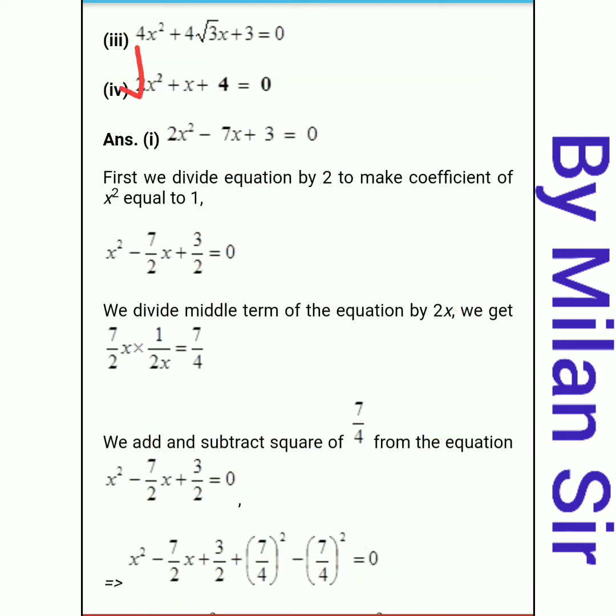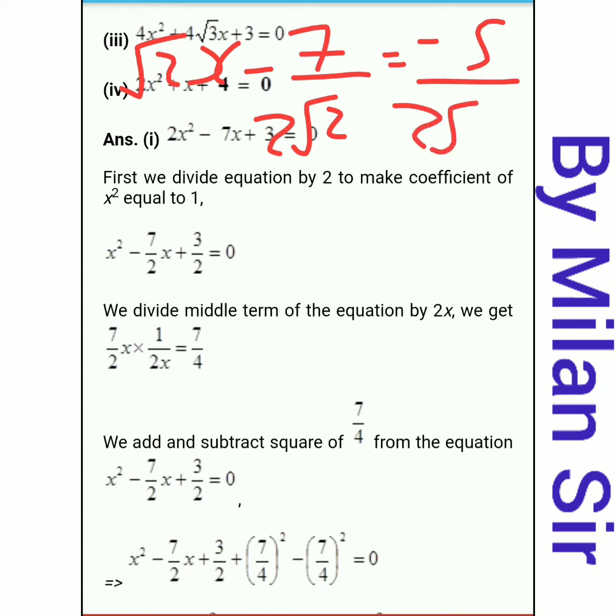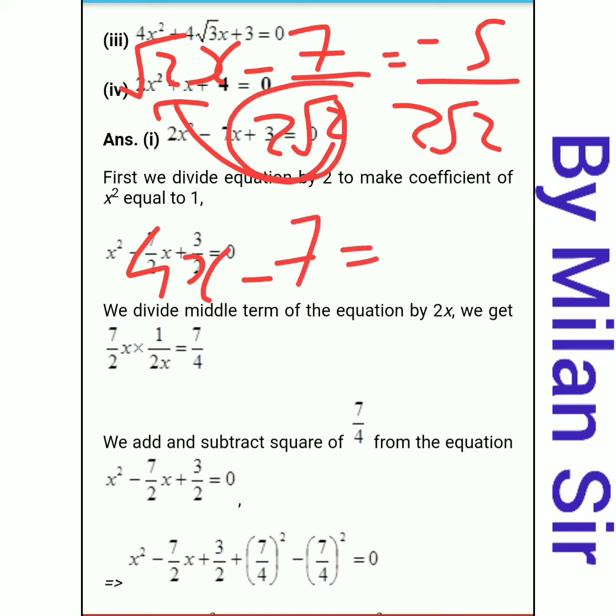Then we need to consider our second possibility, √2x minus 7 upon 2√2. Here this time we need to take a negative number, that means minus 5 upon 2√2. Again we need to take the LCM. So this 2√2 multiplied by √2: √2 times √2 is only 2, and 2 times 4 is 4x. Minus 7 remains as it is, because it already has the denominator 2√2, is equal to minus 5.